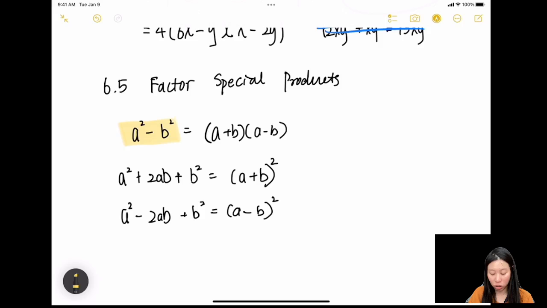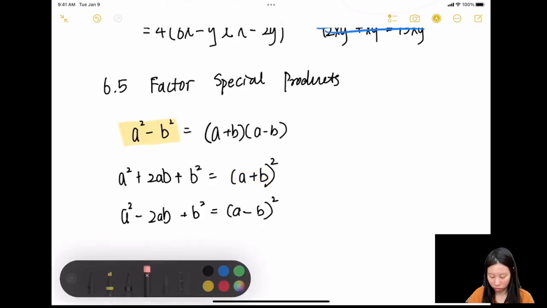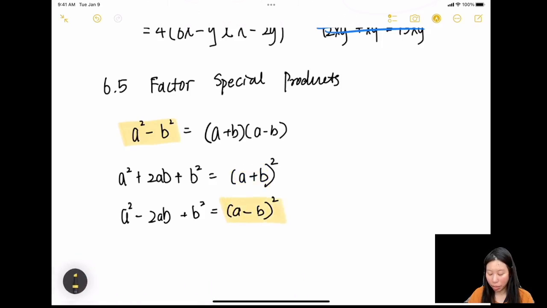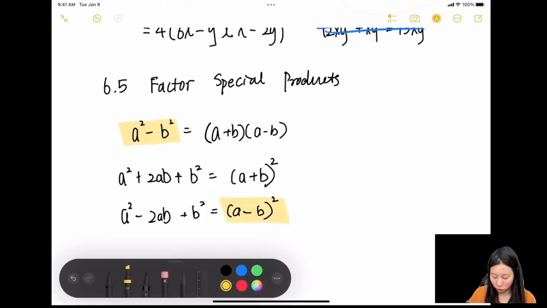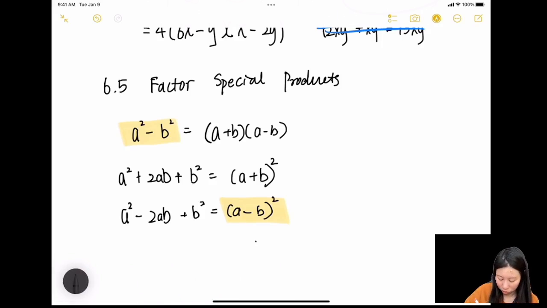One is a squared minus b squared. The other one is a minus b and then squared. The order is different.